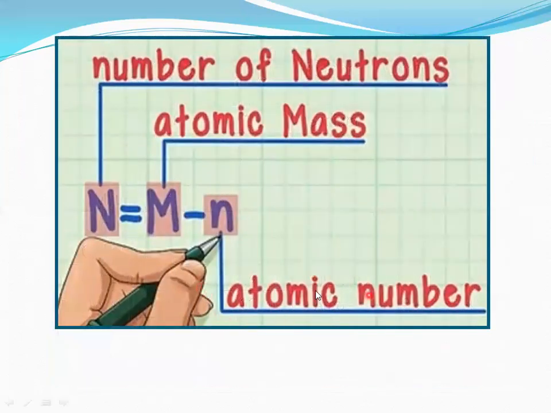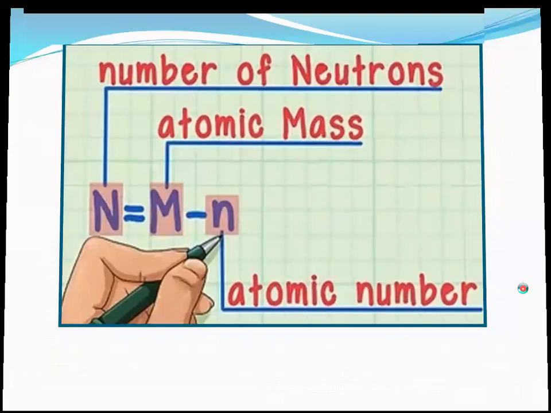How can we calculate the number of neutrons? We can write the mass number minus atomic number, and we obtain the number of neutrons. You have to practice the first 20 elements, so you are able to calculate or predict the number of neutrons easily.